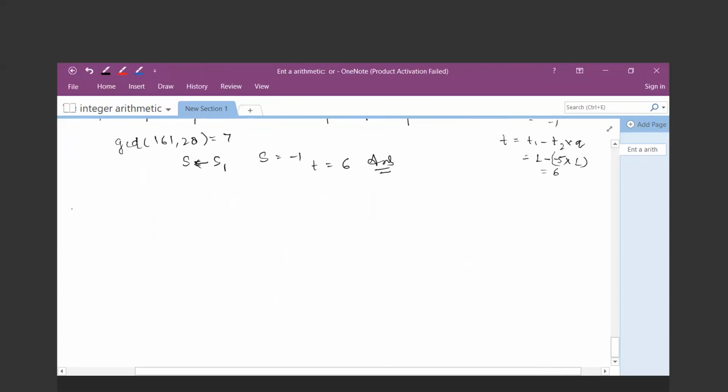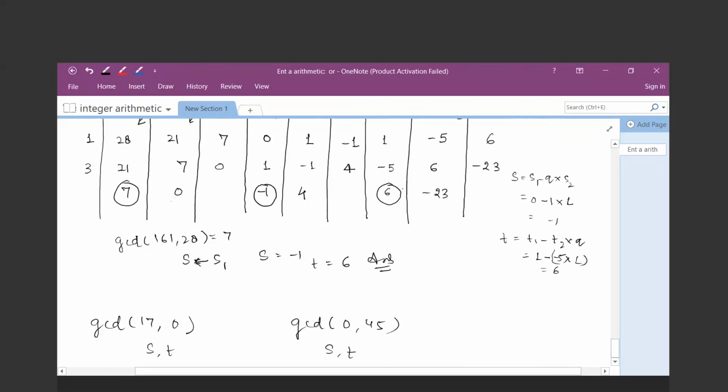Using the same procedure, kindly find the GCD of 17 and 0. And also find the GCD of 0 and 45, with the values of S and T. Now you have 5 minutes to find it, and write the answer in the chat box.